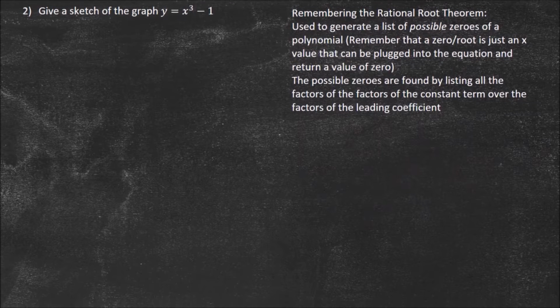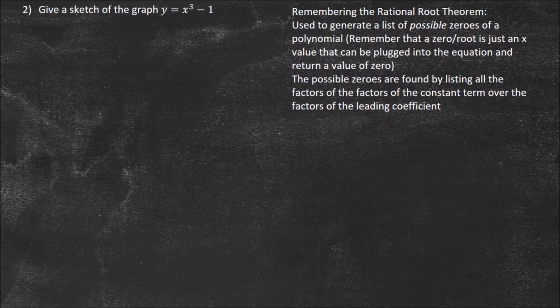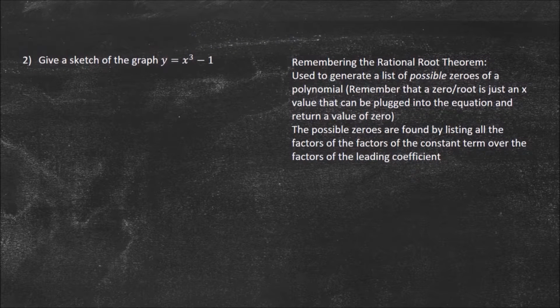Here we go. Alright, so give a sketch of the graph x cubed minus 1. So this one's a little tougher here. X cubed minus 1. So here it says, remember the rational root theorem. So we talked about that a little bit ago. And that's used to generate a list of possible zeros of a polynomial.